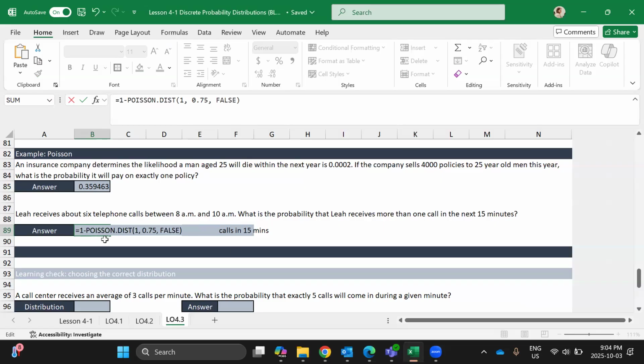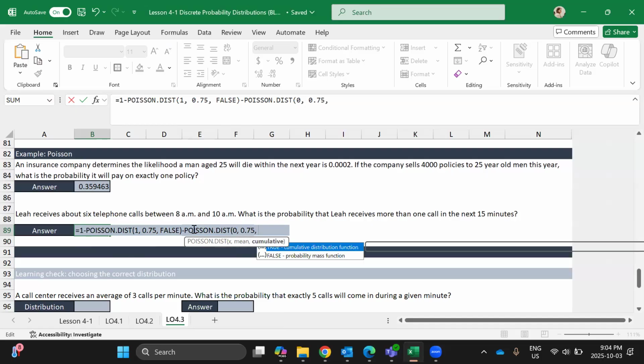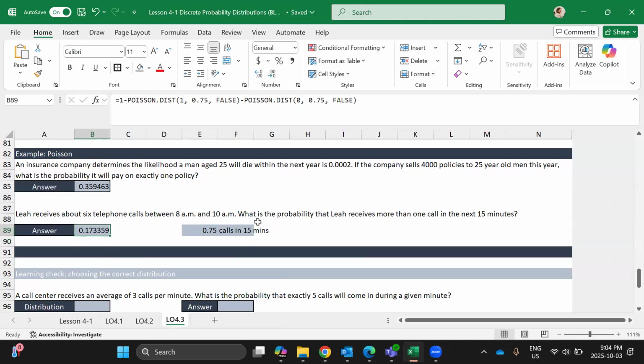So how I use the rule of complement is I take the difference from 1 with getting 1 phone call and also including getting 0 phone calls, because that's technically also a possibility. That's the opposite of more than one, because more than one is another way of saying 2 plus. The opposite of 2 plus is either 0 phone calls or 1 phone call. If I take both of those away from 100%, or 1, that gives me the probability that she'll get more than 1 phone call in the next 15 minutes. It's only about a 17% chance.